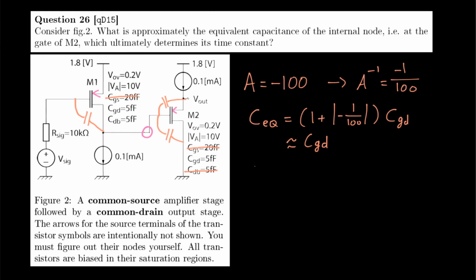So now we can make a final sum of all capacitances that contribute to the capacitance in the node. Those would be CGD of M1, that is 5 femtofarads, plus CdB of M1, which is another 5 femtofarads, and CGD of the second transistor, which would be another 5 femtofarads. So in the end, the total capacitance would be 15 femtofarads.